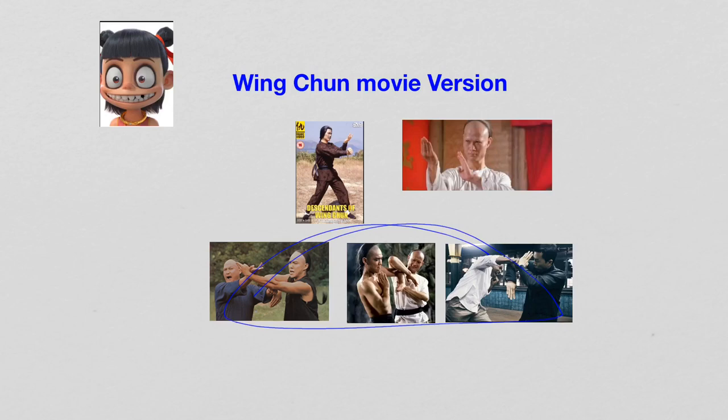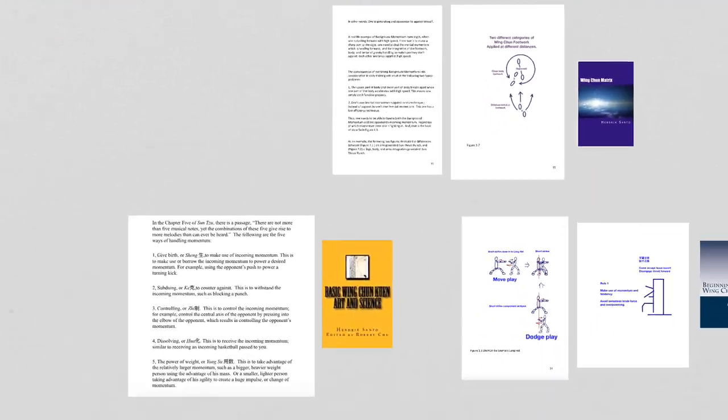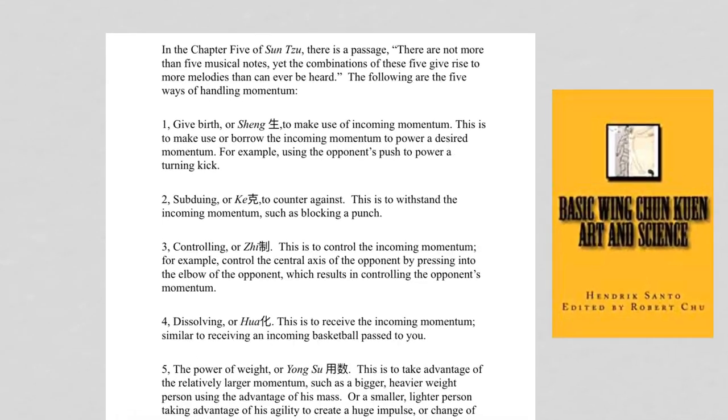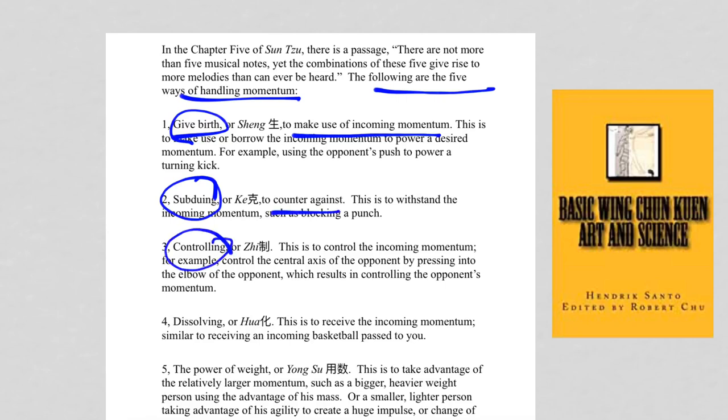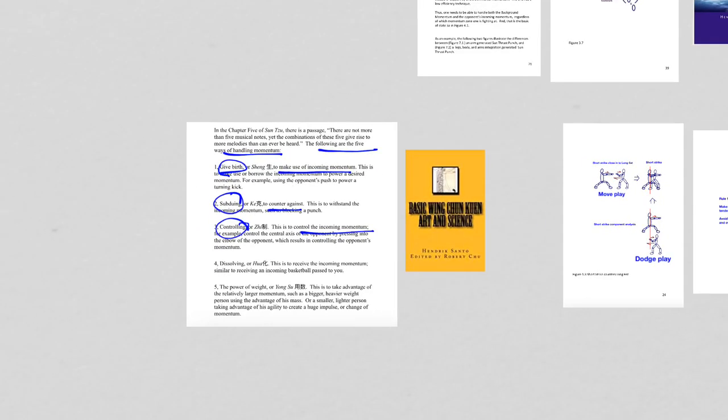Now, there's the background momentum. Also, you want to play the impulse momentum game, like the dodging? The Chinese have five ways of handling momentum. The first is give birth, to make use of incoming momentum. The second is subdue, counter against, control the incoming momentum, and so forth. Okay, there are five ways of handling the momentum.